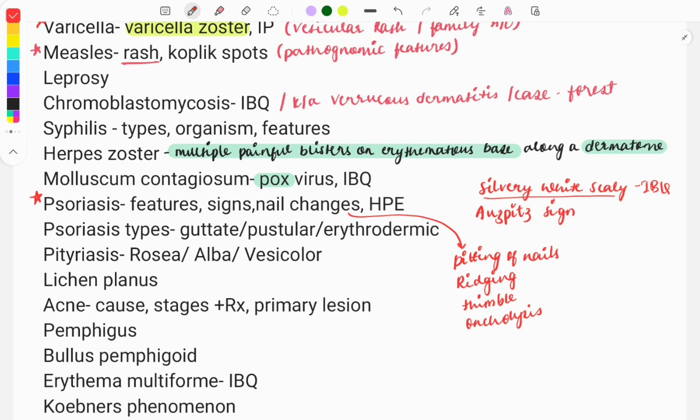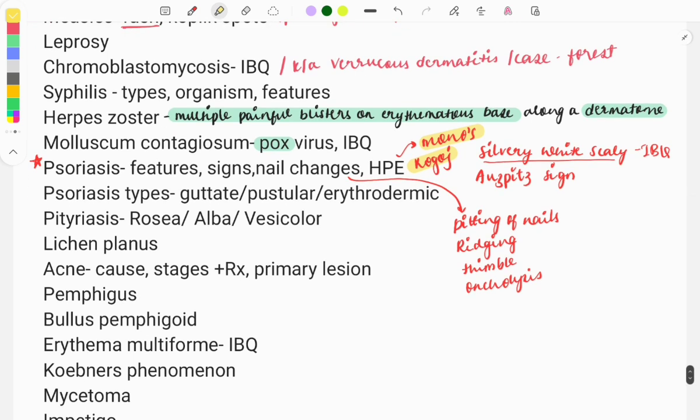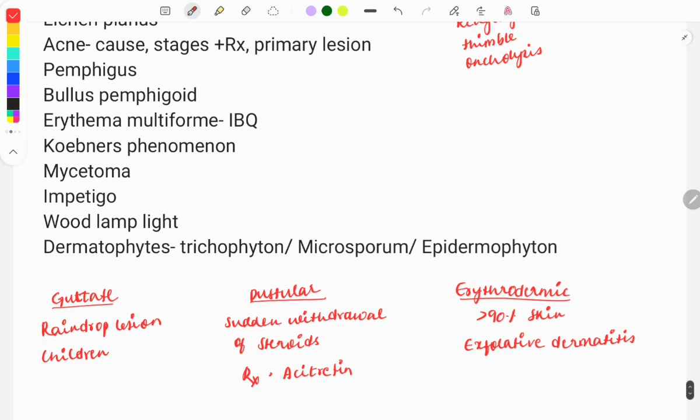Then on histopathological examination, we can see the Munro microabscess and Kogoj spongiform pustule. These are the important findings which we can see in psoriasis. Also, questions are asked on the types of psoriasis. Let's see them. So these are the types of psoriasis.